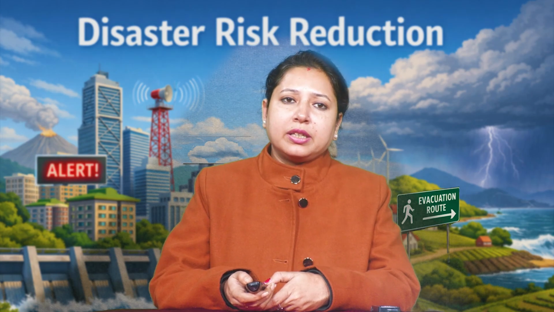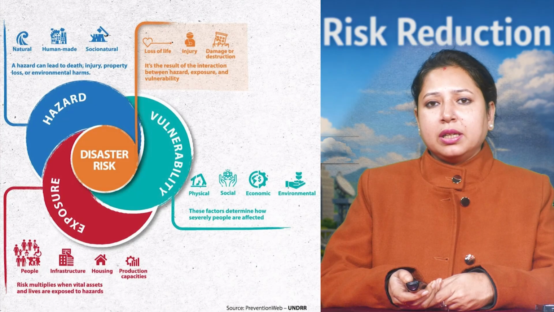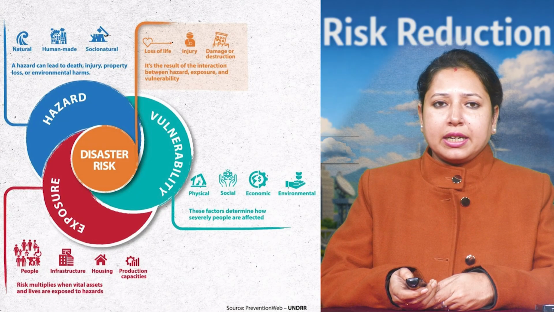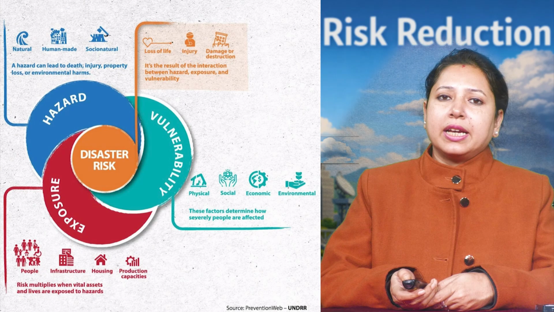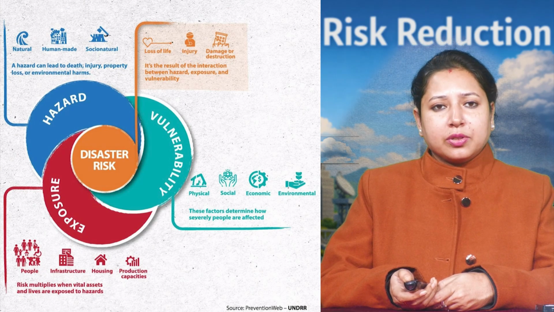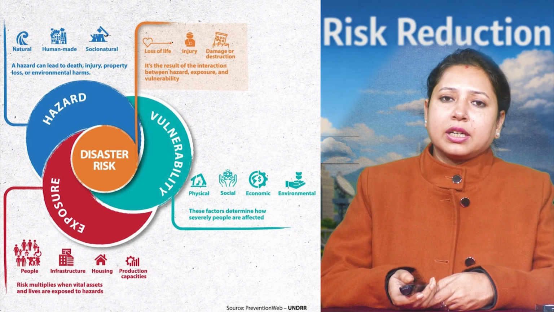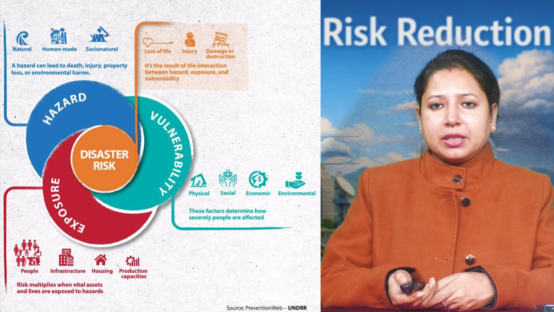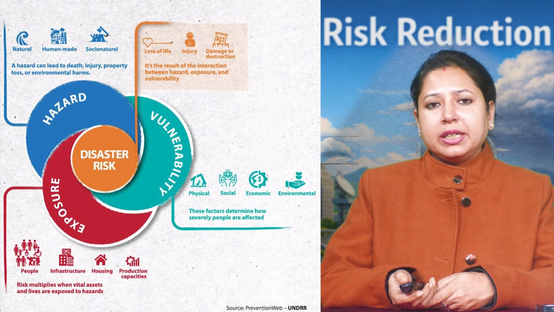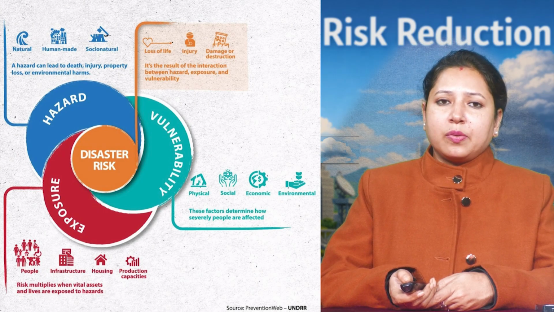Here in the equation, the term exposure means the elements at risk, for example, people, buildings, infrastructure, agriculture, or ecosystems located in hazard-prone zones, for example, coastal settlements facing cyclones. The term vulnerability in the equation means the conditions that increase susceptibility to harm, such as poverty or limited access to safe housing, poor urban planning, gender inequalities, or environmental degradation.